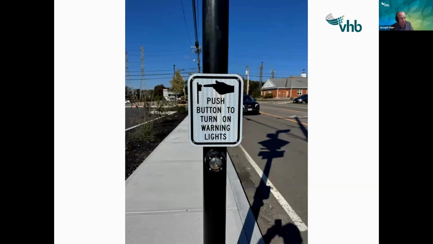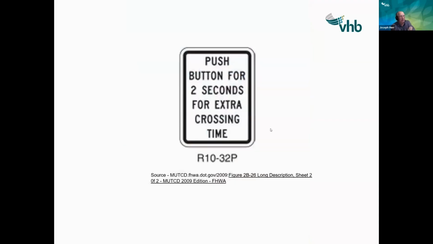They also have buttons and signs for RRFBs, obviously different than at a traffic signal. It'll just say that the warning lights are turned on, and the button itself would be the same type of button with a 2-inch diameter confirmation light, but the sign would indicate that it was just to turn the RRFB lights on, so a pedestrian can walk across the street. This one might be a little different. I have not seen this in New England, but it is in the MUTCD.